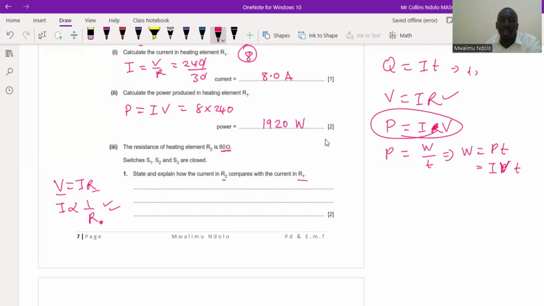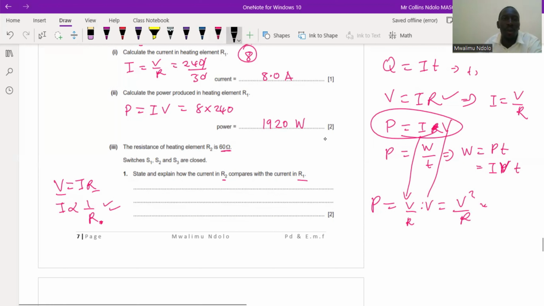Because, for example, if I want to calculate power and I don't have current, then I know that current I is V over R. So I will just put it there. Where there's I, I will put V over R multiplied by this V, and that will give me V squared over R. We don't need to master all of this. As long as we have the main one, we can always manipulate the equations the way we need.